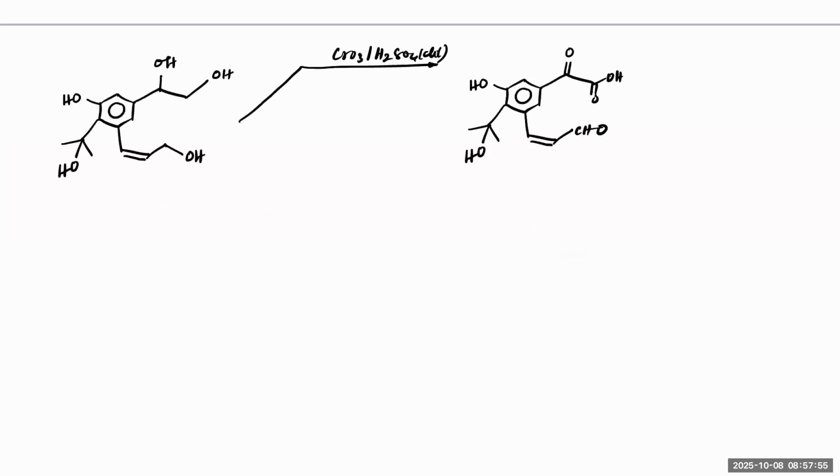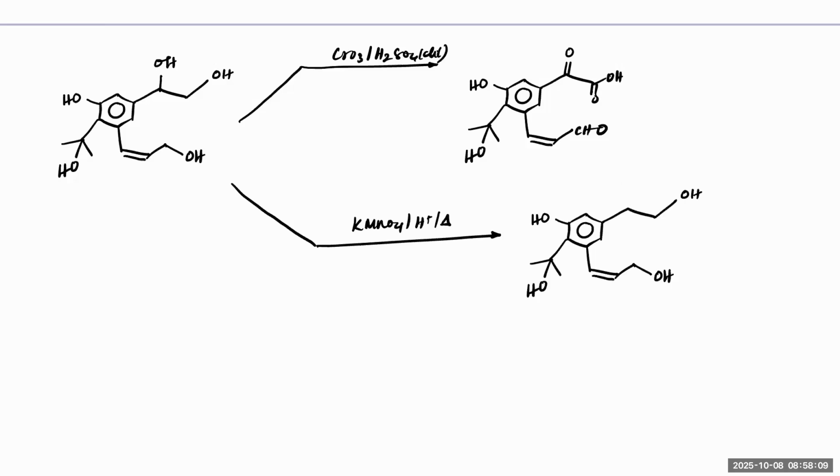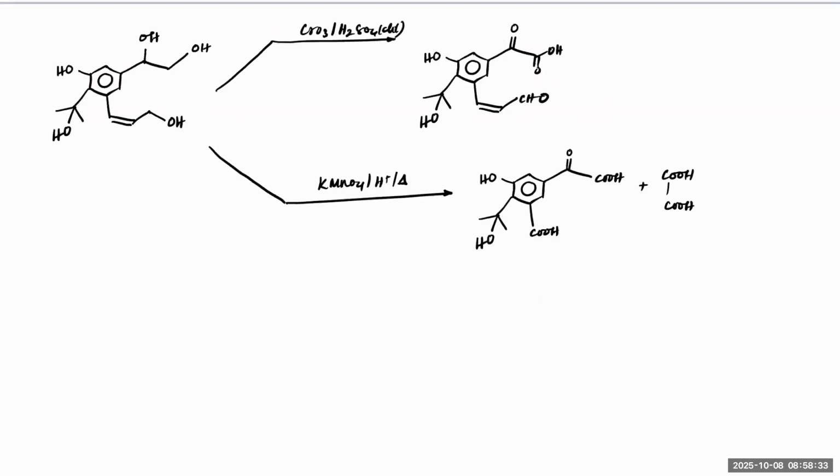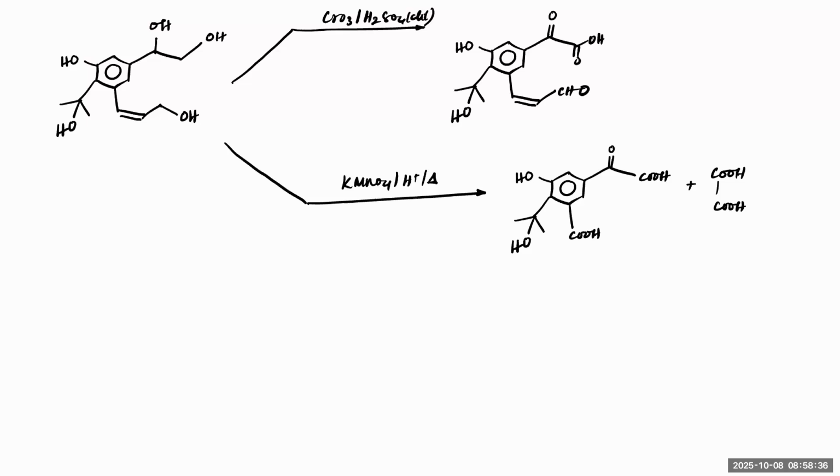While if the same reaction is done with KMnO4 in acidic medium and heat, in that case you will see here a ketone is formed, and here an acid is formed. At this position also acid will form, but more importantly the double bond will break and this will become acid. After breaking that, you will get oxalic acid, COOH and COOH. So remember, with KMnO4 the double bond cannot hold strong.